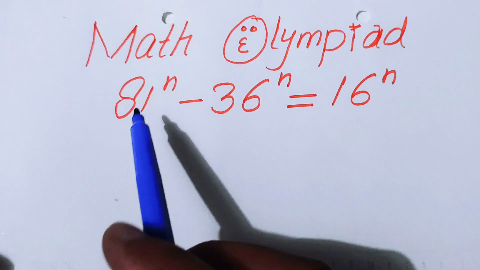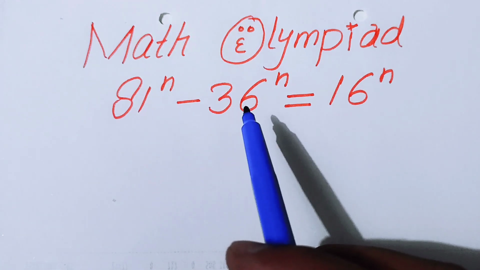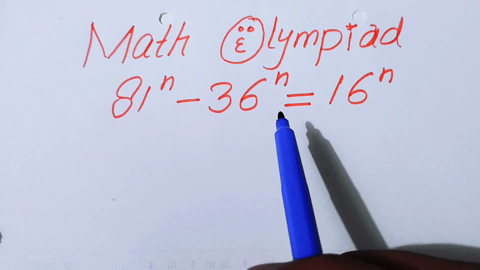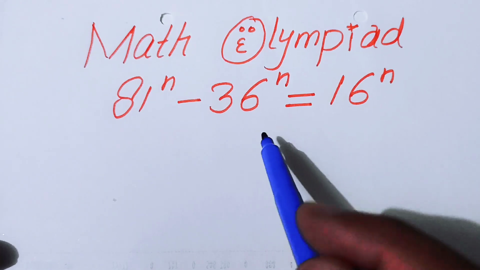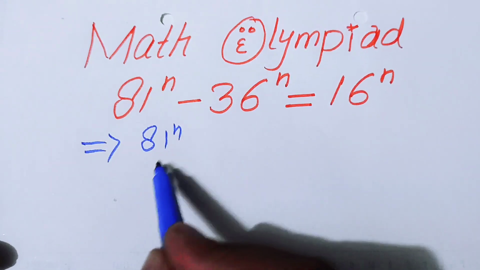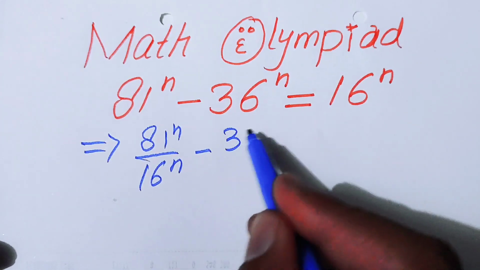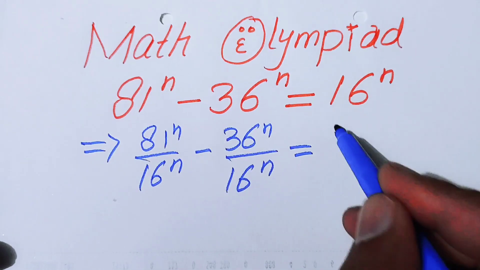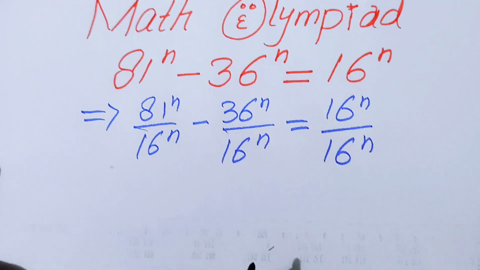In this video we are going to solve this nice algebra problem, and here we have 81 to the power of n minus 36 to the power of n is equal to 16 to the power of n, and we will solve this problem for the values of n. So the very first thing we are going to do is divide both sides by 16 to the power of n, then it becomes 81 to the power of n over 16 to the power of n minus 36 to the power of n over 16 to the power of n is equal to 16 to the power of n over 16 to the power of n.